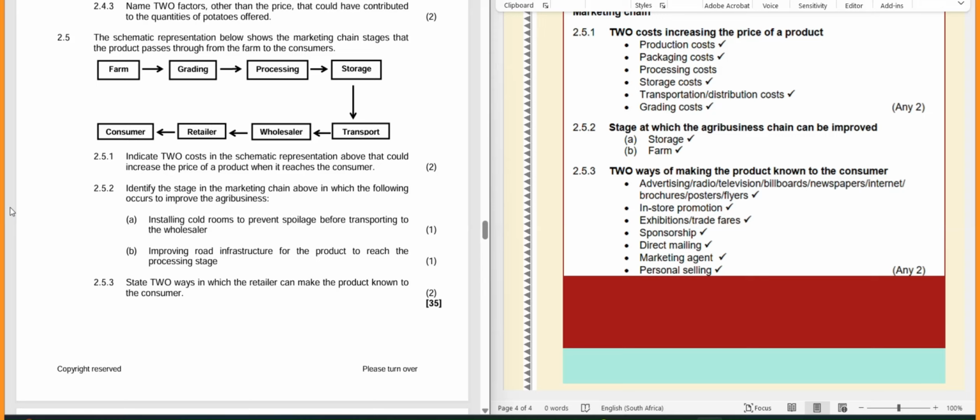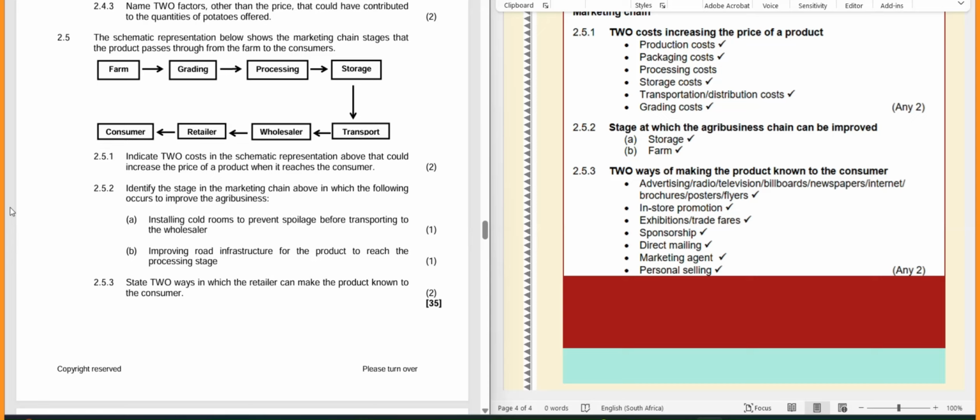Point 2, identify the stage in the marketing chain above in which the following occurs to improve the agri-business. We have letter A and letter B. Letter A, installing cold rooms to prevent spoilage before transporting to the wholesaler.